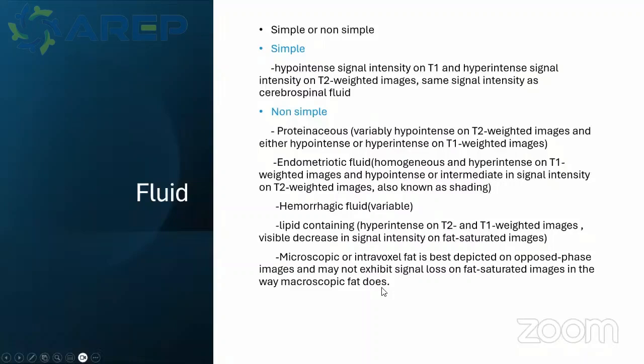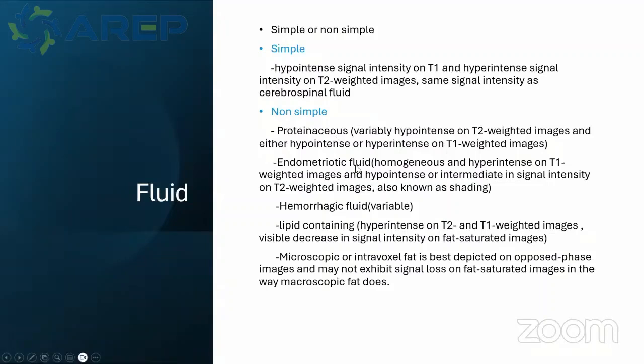Then if there is a fluid component to the lesion, we need to analyze the signal intensity of the fluid. It can be simple fluid or non-simple fluid. Simple fluid follows the signal intensity of fluid on all sequences, hypointense on T1 and hyperintense on T2. A non-simple fluid can be proteinaceous, endometriotic fluid, hemorrhagic fluid, or lipid-containing. Proteinaceous fluid can have variable hypointense signal on T2, and it can be either hypo or hyperintense on T1. It depends on the protein concentration. When we say proteinaceous fluid, this includes pus, mucin, and colloid in ovarian lesions.